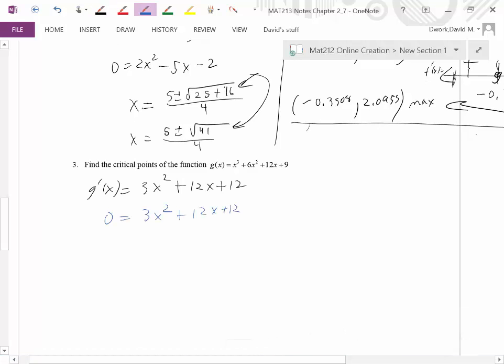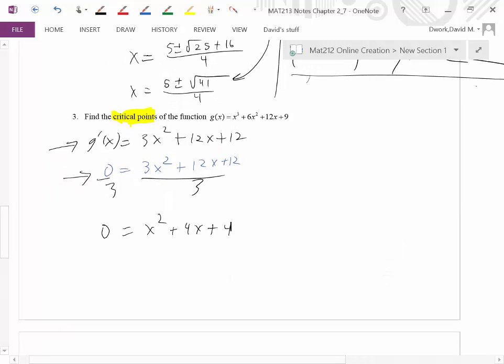Okay, so once again, hopefully you said, look, the problem's asking me for critical points, which therefore means I want maxes or mins, and what we know about any max or min is the derivative is equal to 0. So hopefully you went ahead and took your first derivative, set it equal to 0, and realized this is all, again, divisible by 3. So that gives us x squared plus 4x plus 4. And now we're going to see if we can factor this thing.